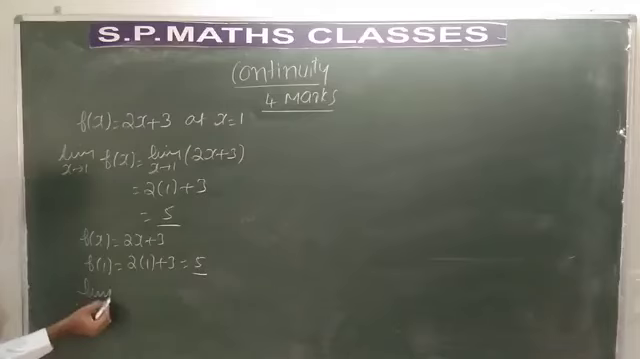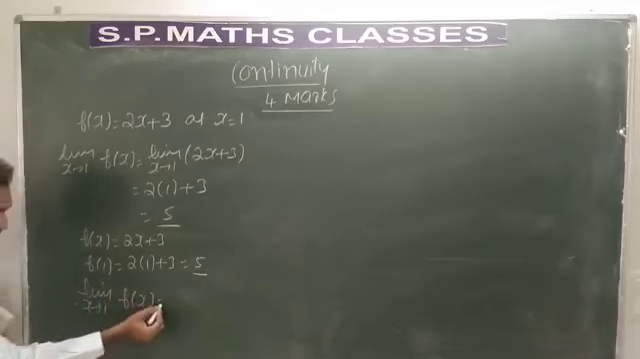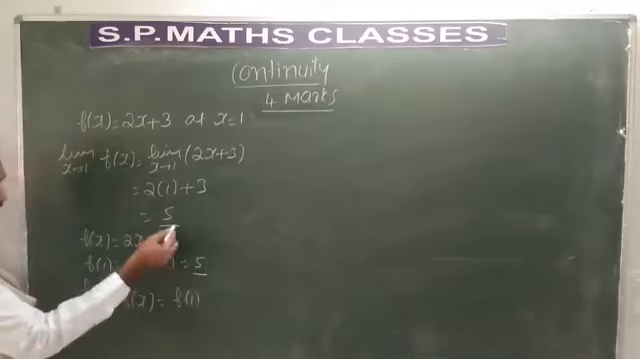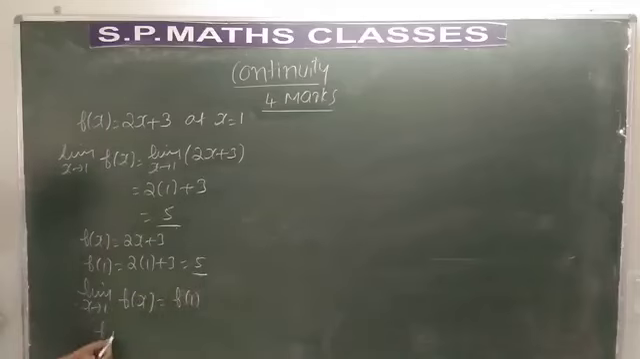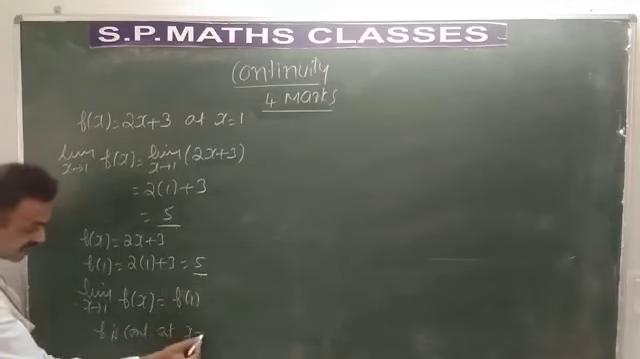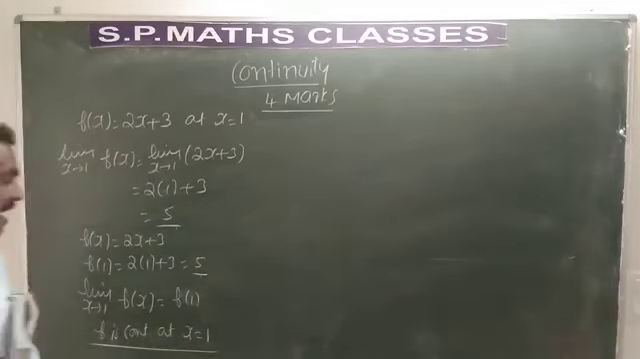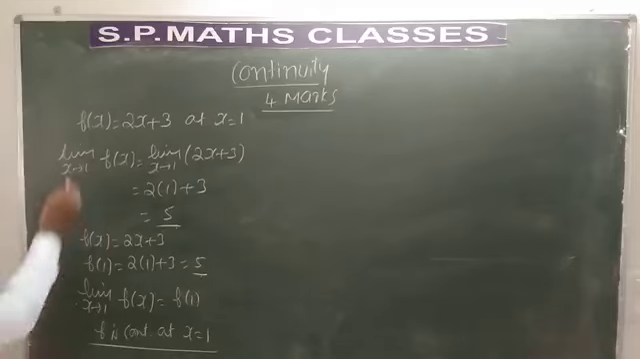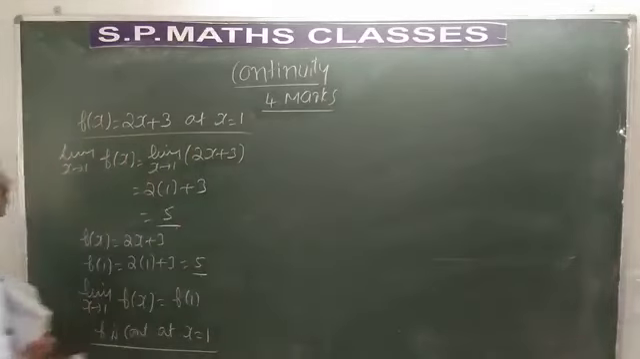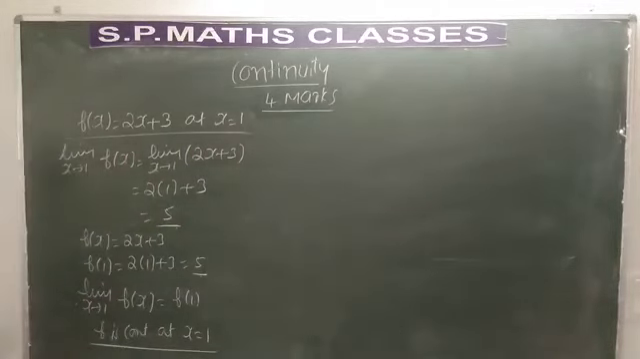So what is your conclusion? Limit as x tends to 1, f of x is equal to f of 1. This is also 5, this is also 5. I conclude f is continuous at x is equal to 1. I think you have understood how to solve this problem. They have given f of x is equal to 2x plus 3 at x is equal to 1. You have to check for continuity at x is equal to 1.